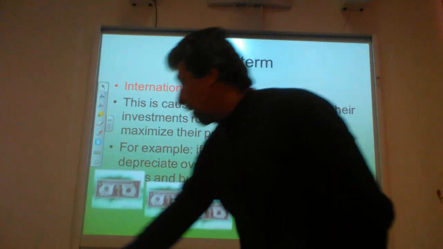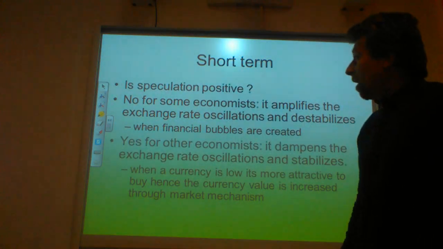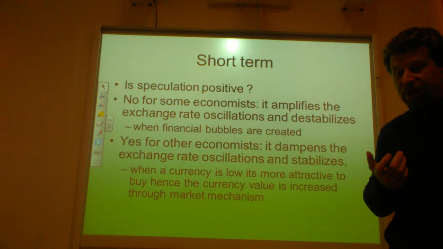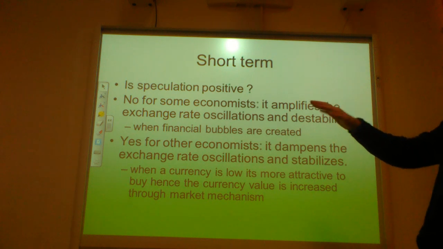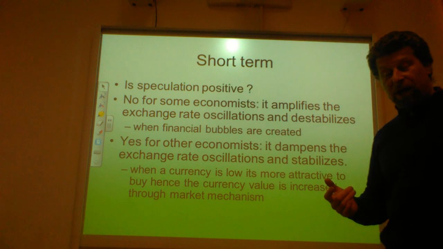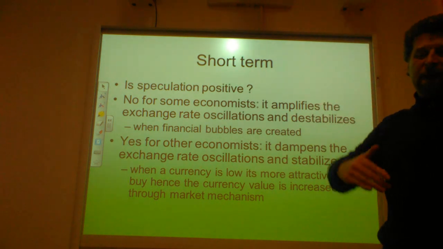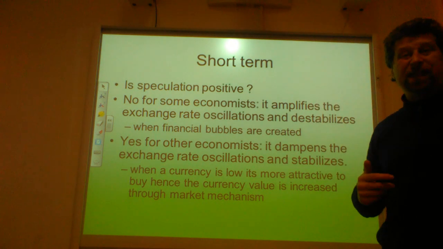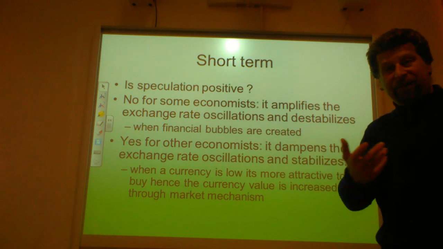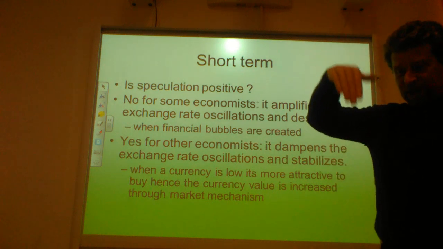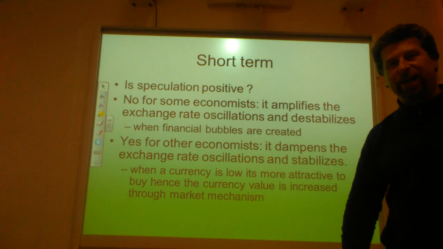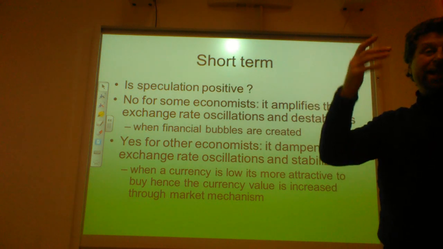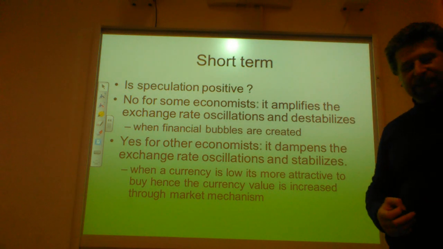Now, if we look at the speculation, we try to think, is it a positive thing? There are two ways of looking at it. Some economists say it is positive, or should we start with the negative? Some say it's not positive because it makes more oscillations of value. It really exaggerates the value. If a currency is going up, more and more investors and speculators buy that currency and it goes up even higher. Or if it's going down, more and more want to sell because it's going down, and it goes down even further. So the negatives say it exaggerates the movements and creates a very unstable currency.